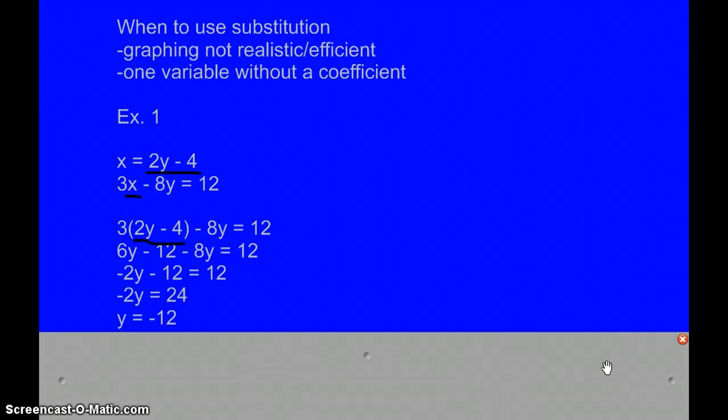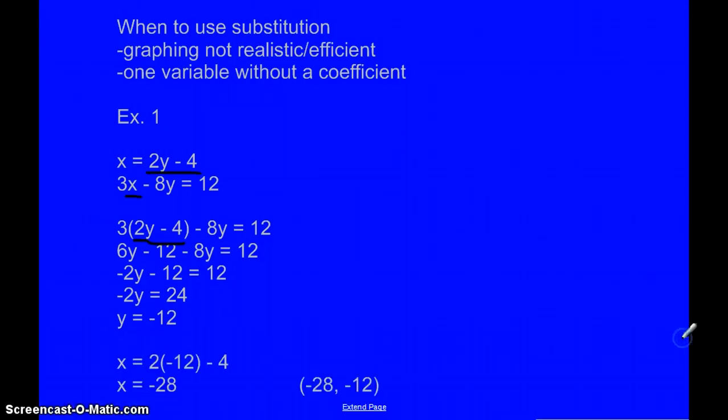This is a system of equations. We are working with two variables, so you must have two answers. So when we have y equals negative 12, we have to go back to the original problem and say, if I know y, can I find x? And I can by using substitution again.